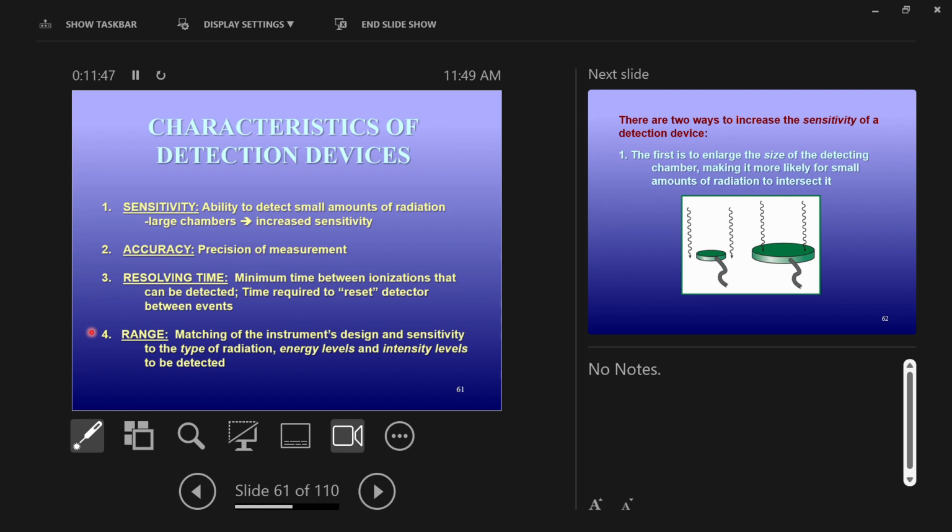There's all different levels of energy that radiation can come in. Okay, you can get different amounts of energy with different types of radiation, and the range is basically saying I'm either designed to detect a wide range of energies or a very narrow range of energies. And roughly speaking, the more types of radiation a device can detect, the less accurate the device becomes. That's the idea.